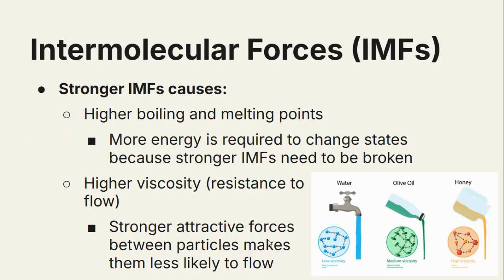Viscosity is also something that's affected by IMFs. So viscosity is the resistance to flow. It's how thick a substance is. Usually we're talking about liquids here. So the higher the viscosity, the harder it is to pour, the harder it is to stir. So when a substance has stronger IMFs, it's going to have a higher viscosity. It's going to be thicker because there's stronger attractive forces between the particles, making it less likely to flow or making it harder to stir.